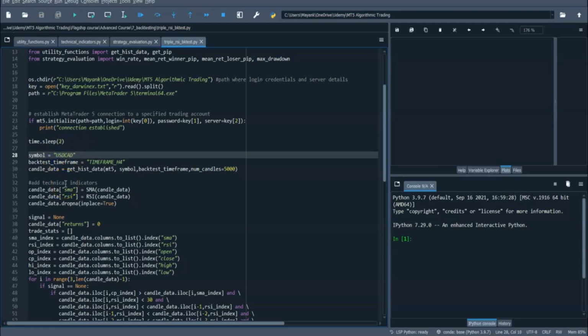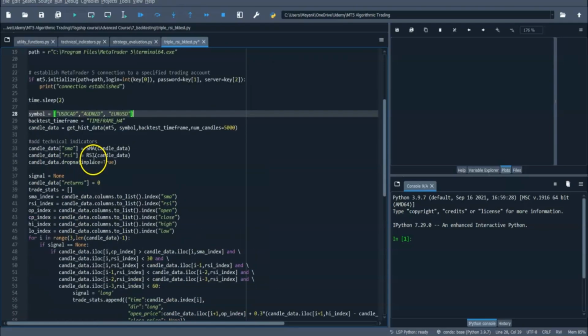So what I want you to do is expand this code such that we can include a number of currencies within the symbol variable. So for example, in this case, I repeated the first symbol. So AUD, NZD, Euro, USD. And if you want, you can have as many currencies as you want. So I want you to enhance this code such that we can perform the backtesting for a number of currencies concurrently. And let me give you a hint of how to go about it.